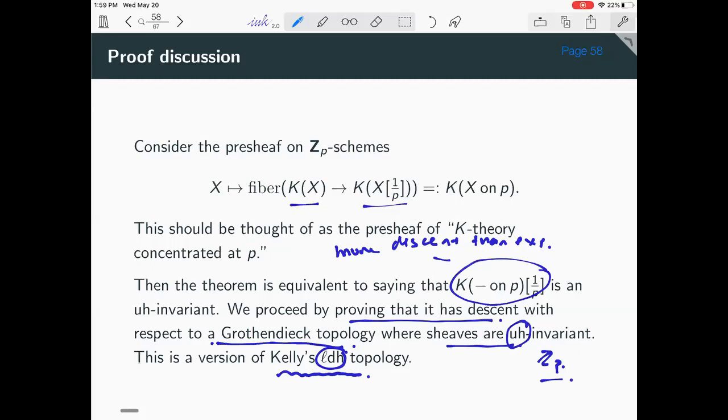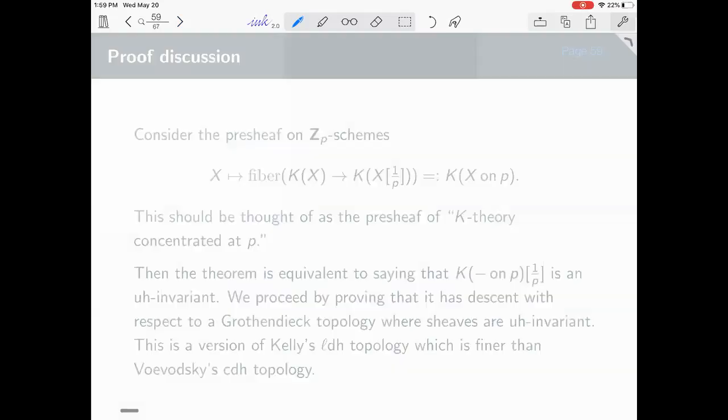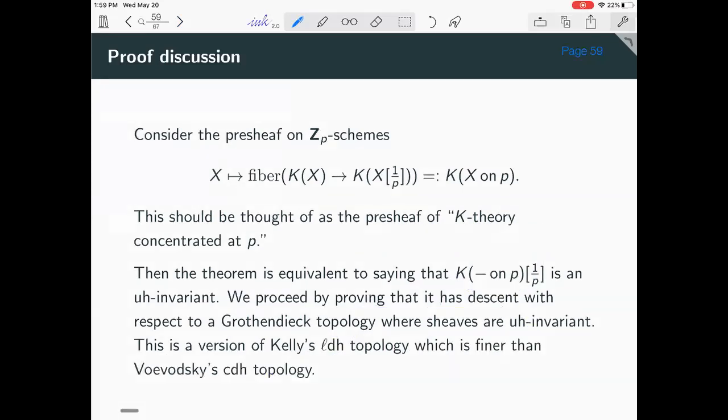Okay, so let's execute this, or at least some parts of this strategy. The only thing you need to know for the immediate discussion is that this LDH topology is finer than the CDH topology that already appeared in Vova's talk. Upon request, I can tell you what the CDH topology is, but if everyone knows what it is, I can move on. Any request?